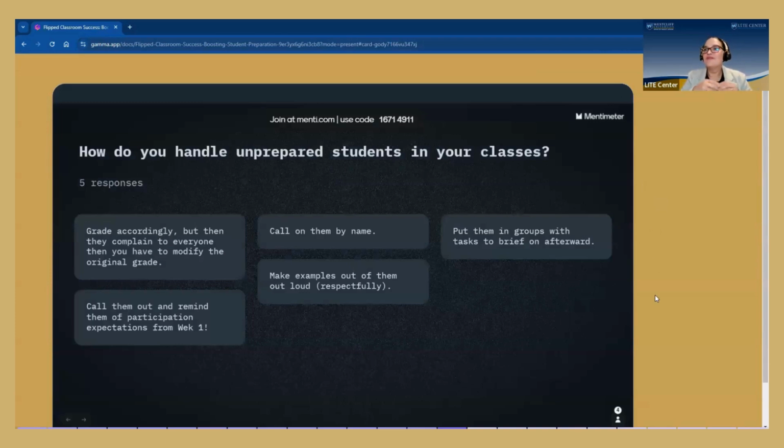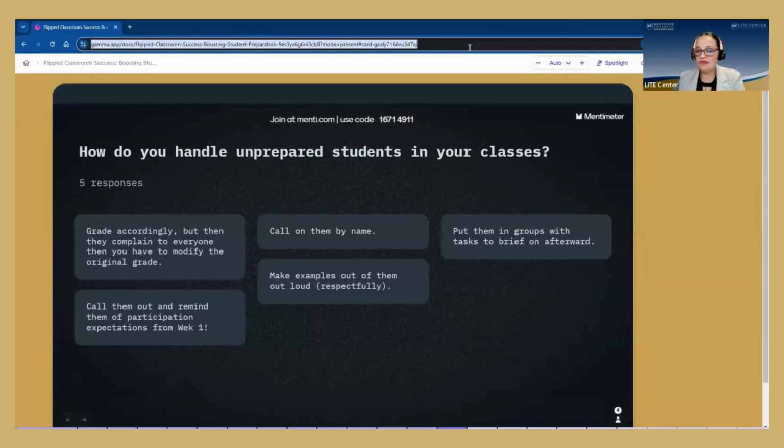Call them out and remind them of participation expectations from week 1. Absolutely. Make examples out of them out loud, respectfully. I was about to say that. Respectfully. Put them in groups with tasks to debrief on afterwards. Thank you. Anything else? Let me refresh again to see if I have more.